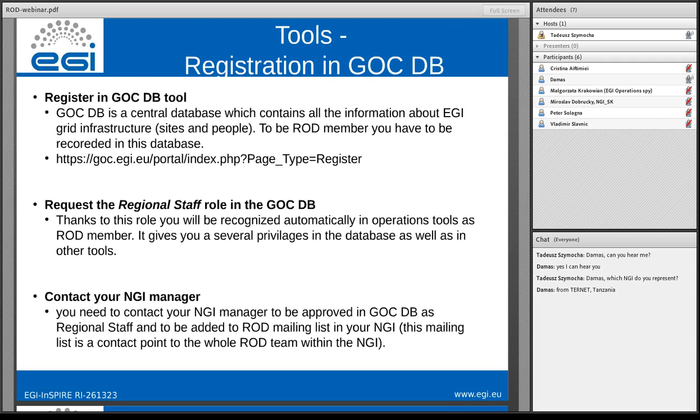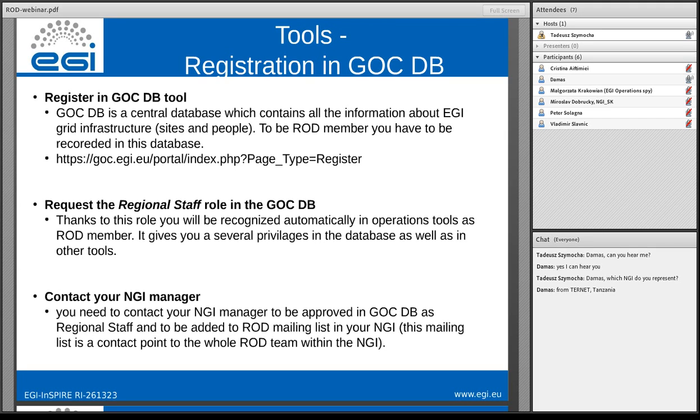I get the certificate, put it in the browser, and then the first thing should be registration in the GOCDB. GOCDB is a central database which contains all the information about EGI grid infrastructures, sites, people and services. So to be a ROD member, you have to be recorded in this database. We have a link here, and I'll show in a minute how it looks.